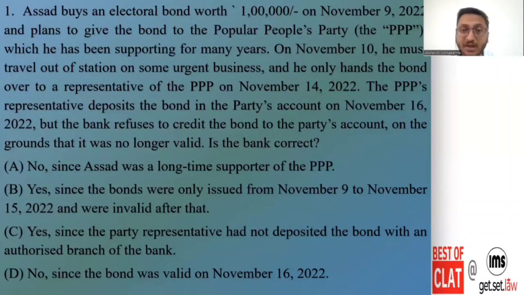2022. Students, as you can remember, the paragraph clearly tells us that a bond is valid for 15 days in any election year, whether in state or in the union. So the bond was purchased on November 10th and it was valid till or even after November 16th. So therefore option D is right. So we would like to move on to our second question.